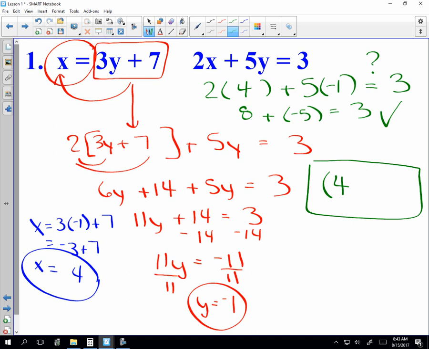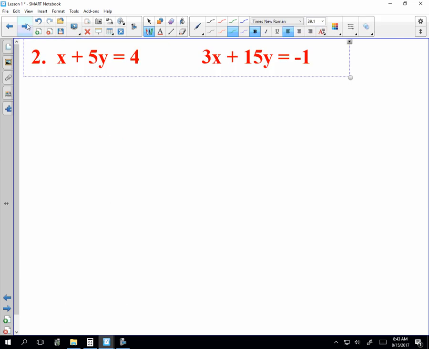Points of intersection need parentheses. So it's parenthesis 4, comma, negative 1. Always x before y. So that's substitution method. Remember, substitution method happens when you have a variable by itself on one side. The other option is elimination method.